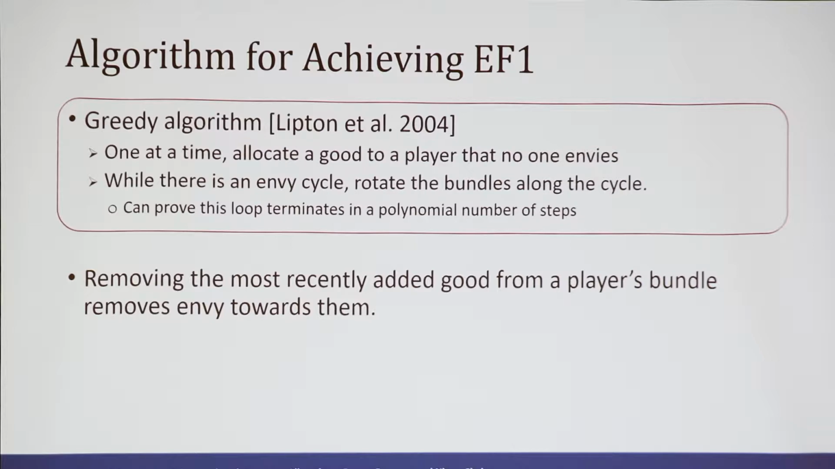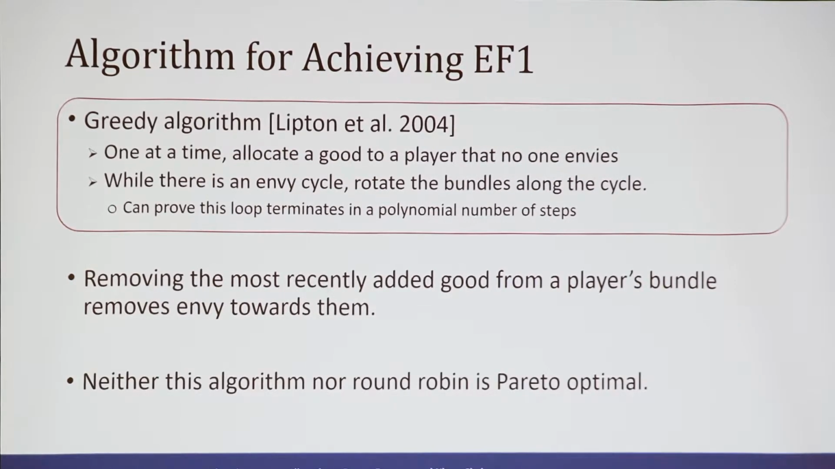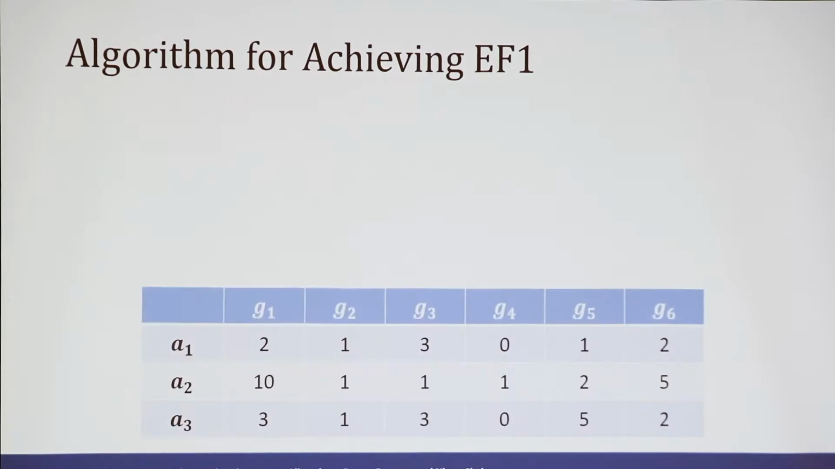The way this works is because we only ever allocate a good to an agent who no one envies, we can always remove the envy by just removing this most recently added good. I'll run an example of this in a second. One thing that I want to note is that neither of these two algorithms I've just mentioned are Pareto optimal. They might be very far from it, actually. So let me just quickly run through how this algorithm would work.